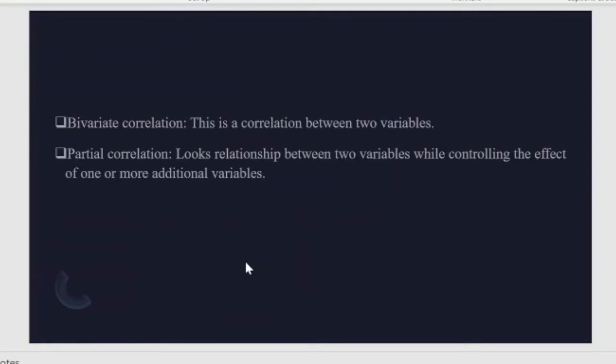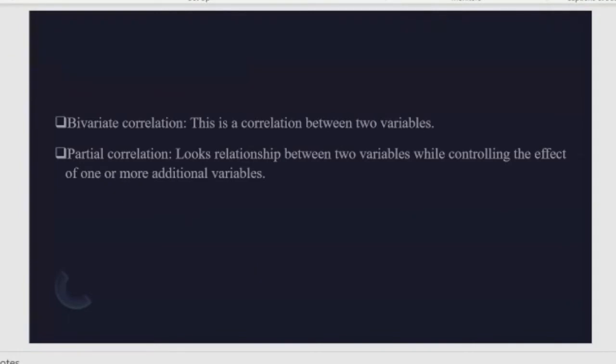If you are controlling only one variable, that is called first order partial correlation. If you are controlling two variables, that is called second order partial correlation. If you are controlling three variables, that is called third order partial correlation. So the difference is that in bivariate correlation, you are not controlling anything. You just want to see whether there is a relationship between two variables or not. In partial correlation, you are controlling other factors which may have an effect on the relationship, or on one of the variables. Is it clear?